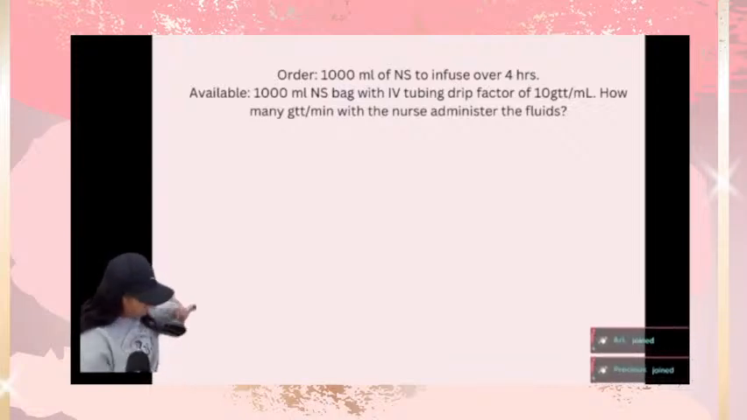All right. So 1,000 mLs of normal saline to go over 4 hours. Available is 1,000 mLs of normal saline with an IV tubing drip factor of 10 drops per milliliter.